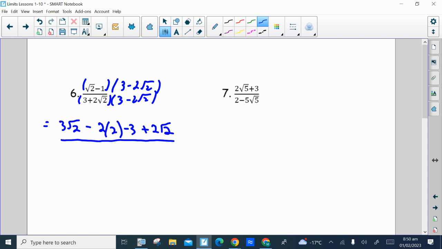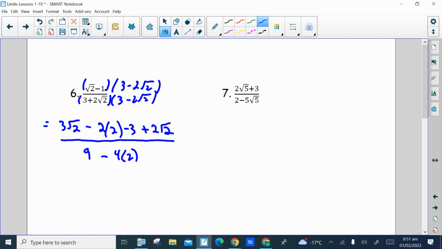So on the bottom, when we FOIL, we know the outer and inner products will cancel. So we'll just multiply the front terms together. 3 times 3 is 9. And when you multiply the last terms together, a positive times a negative is a negative. 2 times 2 is 4. And then root 2 times root 2 is 2. So it's 4 times 2, which is 8. And on the bottom, 9 minus 8 is 1.